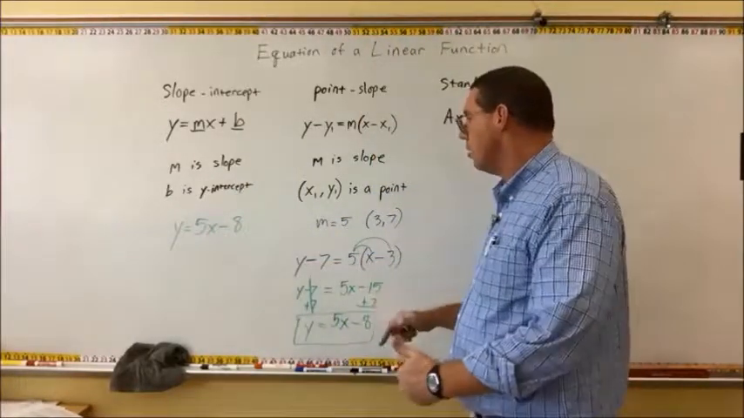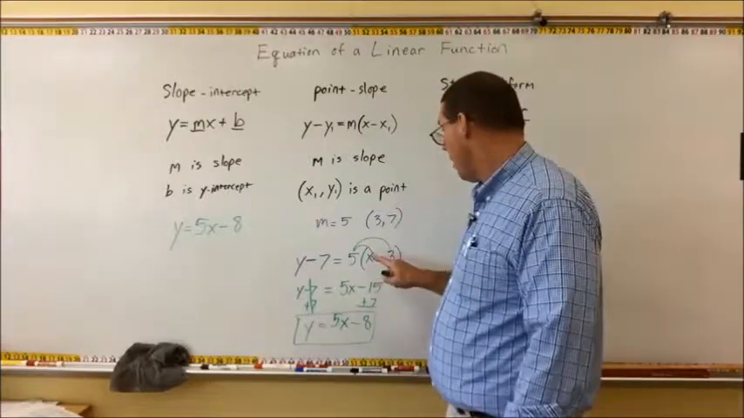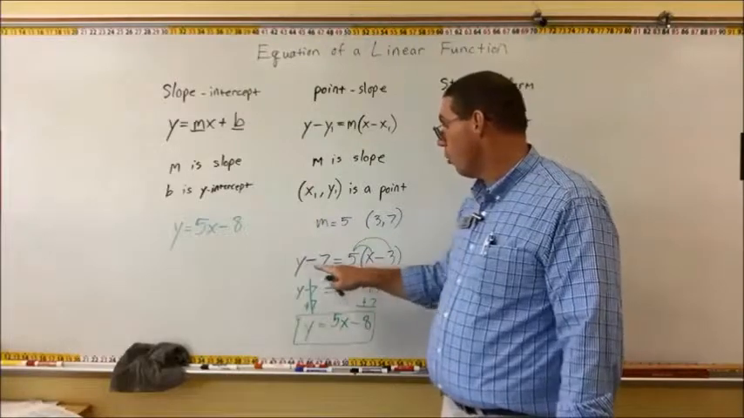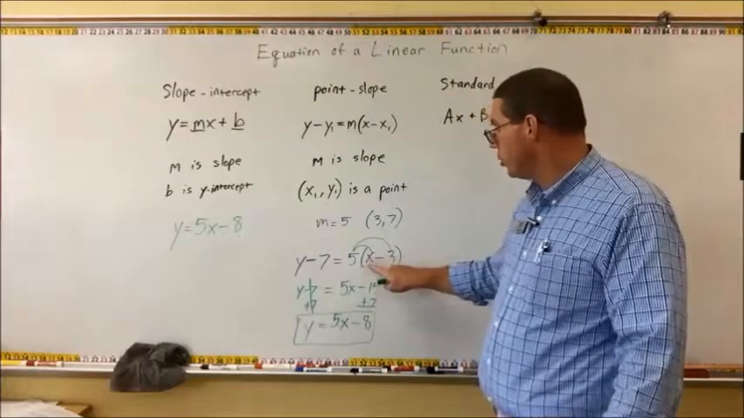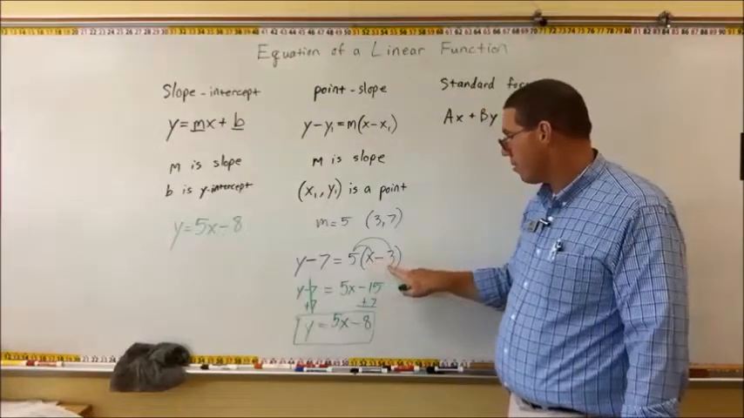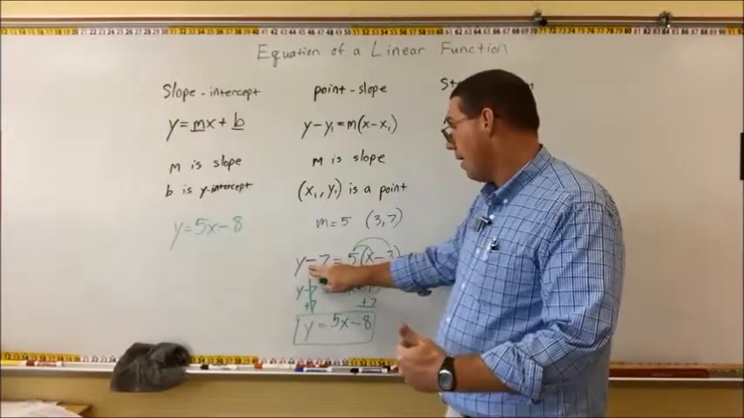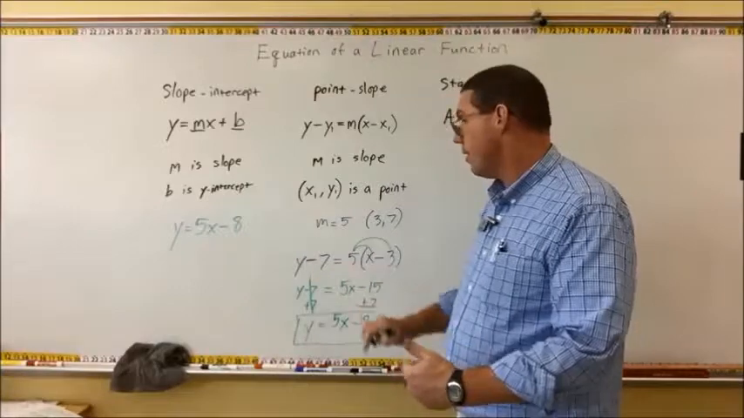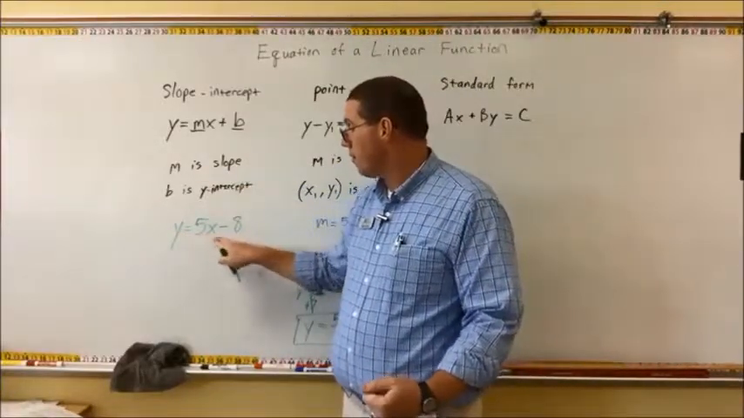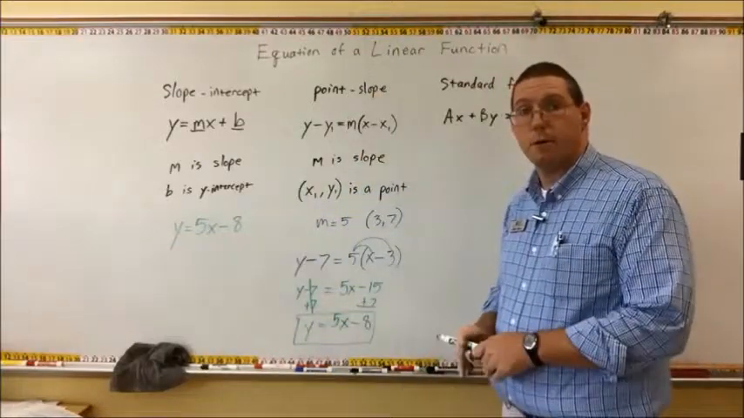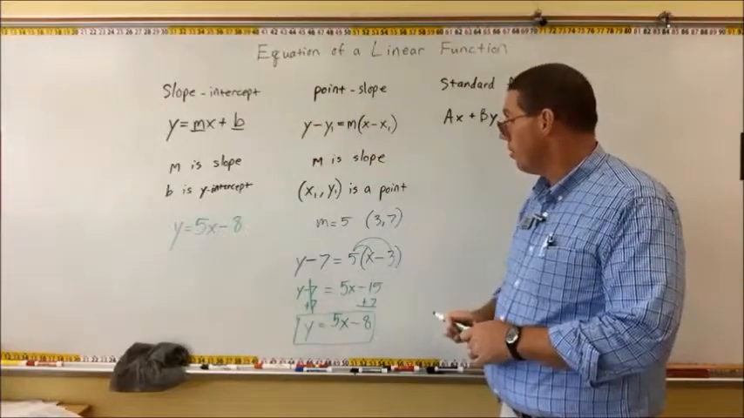You could just plug 0 in for x, because to get the y-intercept is whenever x is equal to 0. So if we just put a 0 here, 0 minus 3 is negative 3. Negative 3 times 5 is negative 15. Add 7 to both sides, and we get negative 8. And then we could put it in the slope-intercept form, y equals 5x minus 8. Okay? So there's a couple ways that you can get the slope-intercept form from the point-slope form.